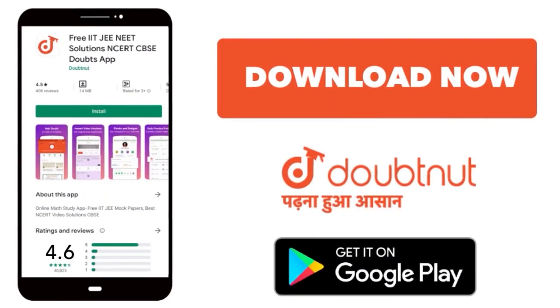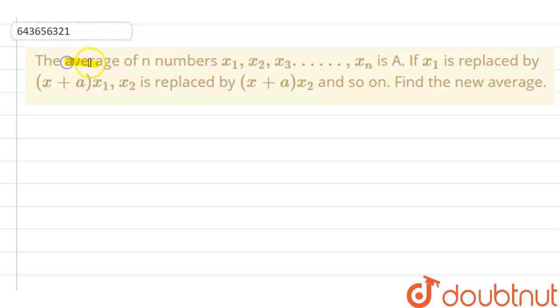Download Doubtnut app today. Here, the question is: the average of n numbers, that is x1, x2, x3 and so on up to xn, is a. If x1 is replaced by x plus a into x1, x2 is replaced by x plus a into x2 and so on, find the new average, right? So this means we have given that the average of n numbers is a.